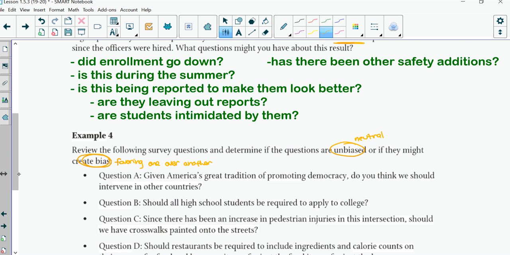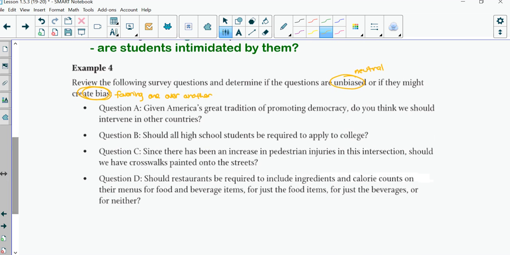All right, so we're just going to read through these questions and determine if they seem like they are neutral questions where the reader would be able to answer in whatever way they think, or if it's leaning them towards an answer. Okay. So question A says, given America's great tradition of promoting democracy, do you think that we should intervene in other countries? Okay, so I'd pause for a second, reread it, see if you can come up with the answer, biased or unbiased.